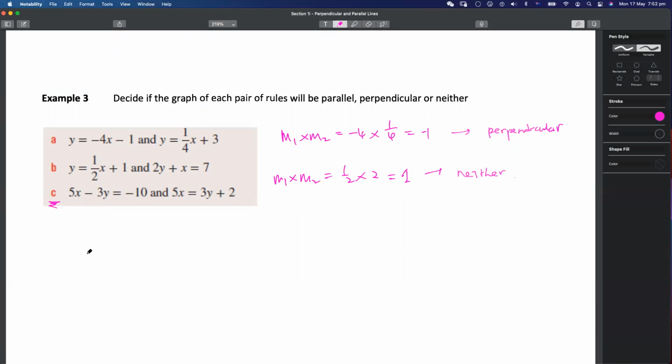When we're talking, we're only talking about gradients. So you have to work out the gradient first. The first equation, rearrange it. 5x.